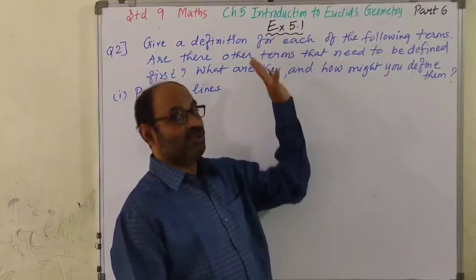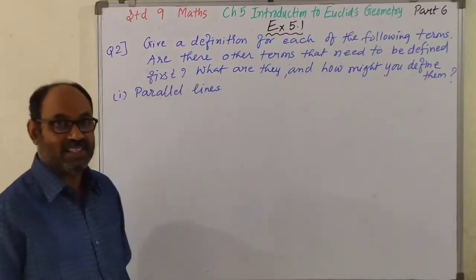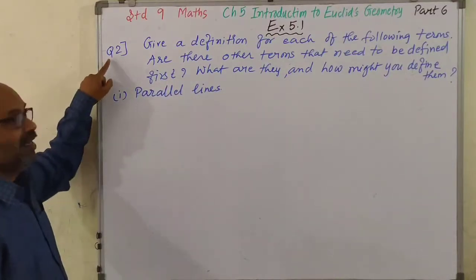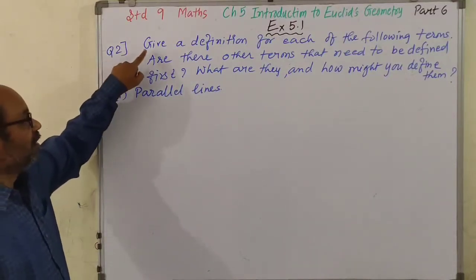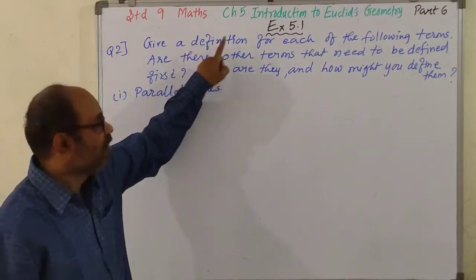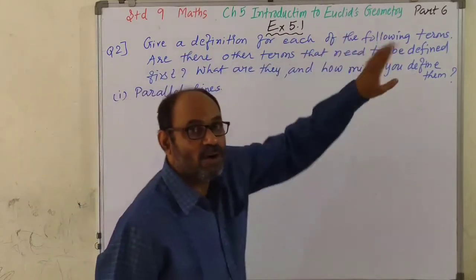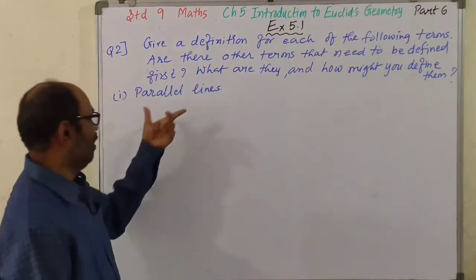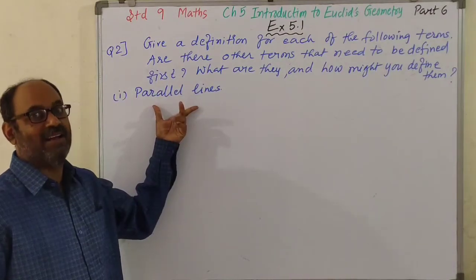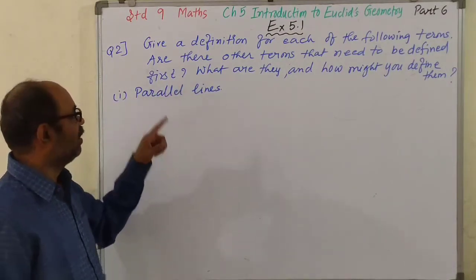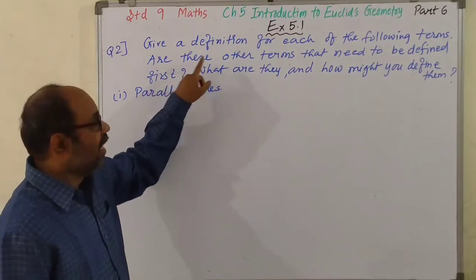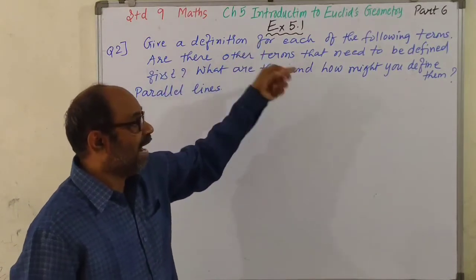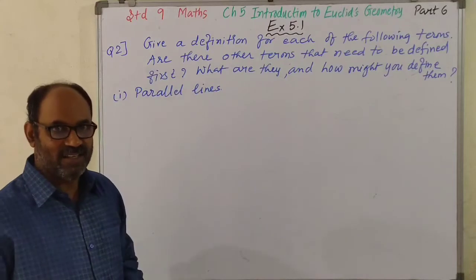Good. So, moving on to the next question of exercise 5.1. Question number 2. Give definition for each of the following terms. Here, the first is parallel lines. You have to define that. Are there other terms that need to be defined first?